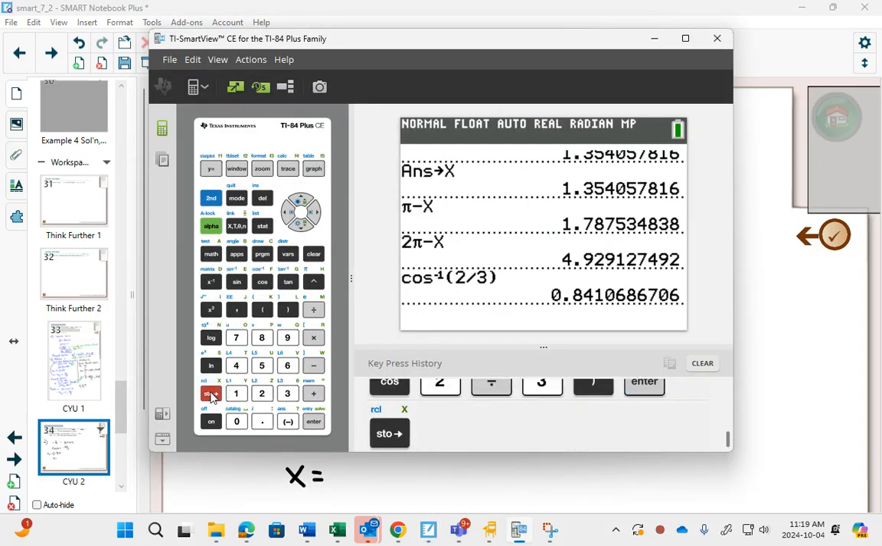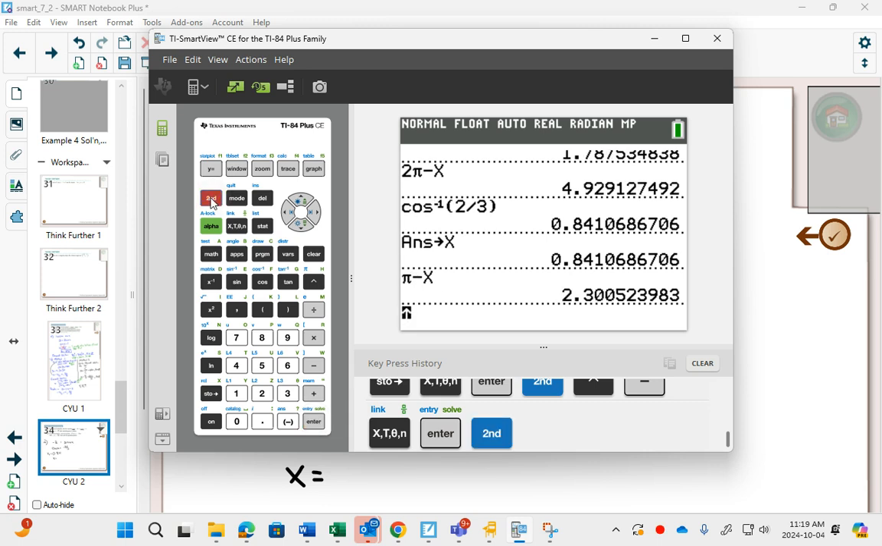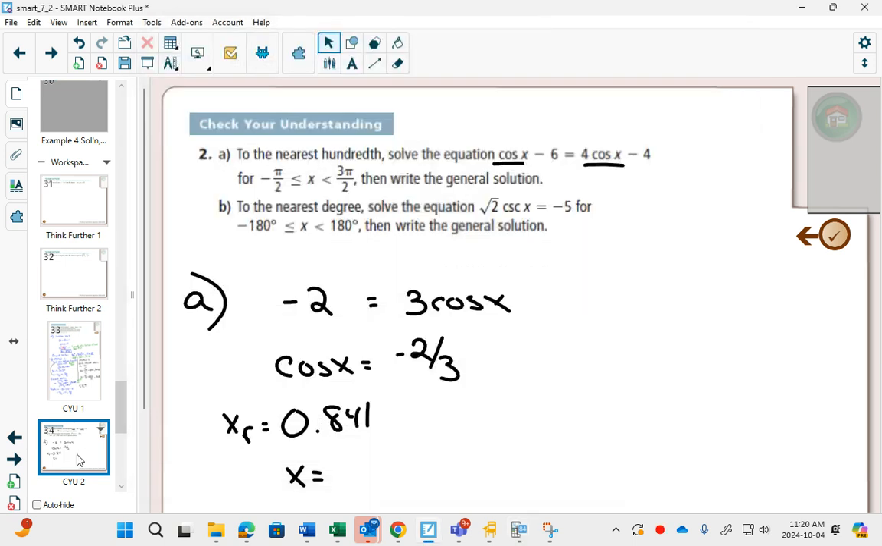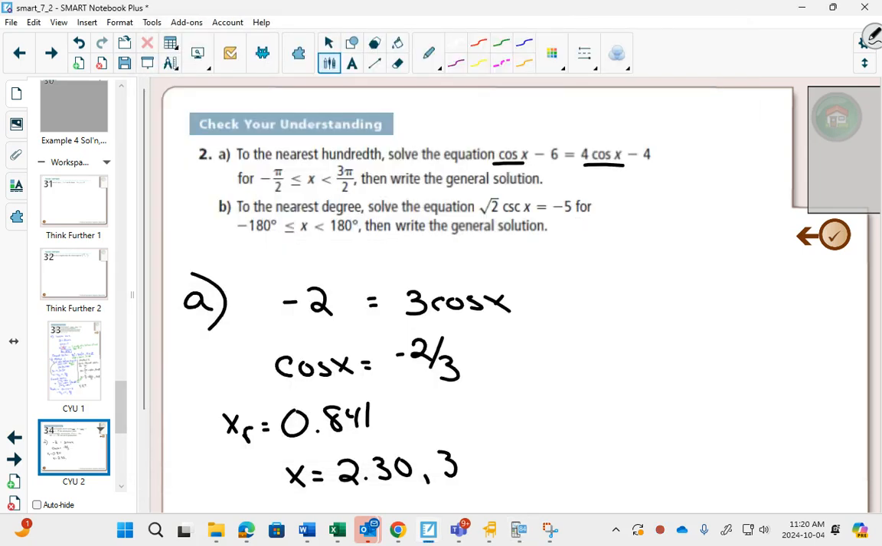So I'm going to store this answer as x because I'm going to use it twice. In quadrant 2, you would go pi minus your reference angle. And quadrant 3, you would go pi plus your reference angle. So 2.30 and 3.98. Does it say what they want us to round to? Nearest 100. So that's good. 2.30. I forgot the other one already. 3.98.